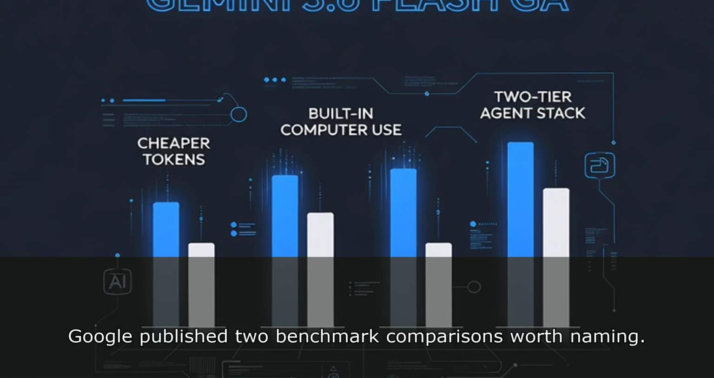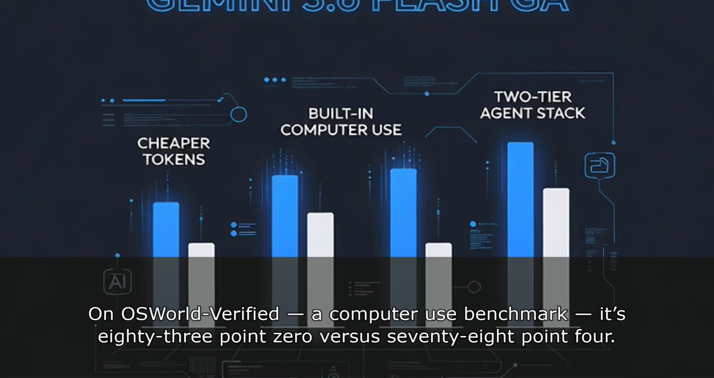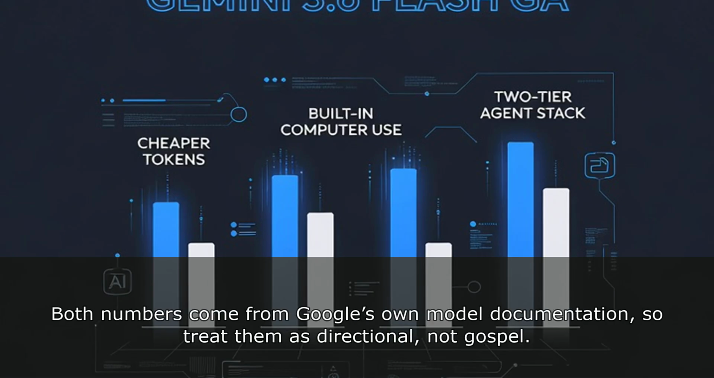Google published two benchmark comparisons worth naming. On Deep SWE, 3.6 Flash scores 49% versus 37% for 3.5 Flash. On OS World Verified, a computer use benchmark, it's 83.0 versus 78.4. Both numbers come from Google's own model documentation, so treat them as directional, not gospel.